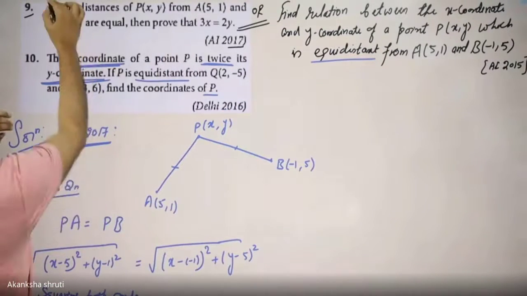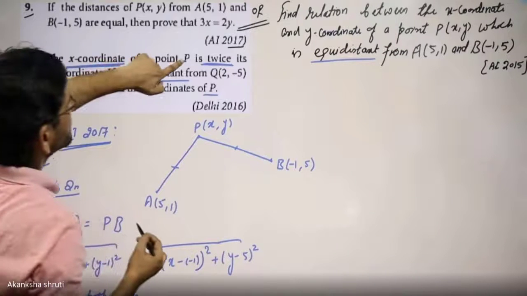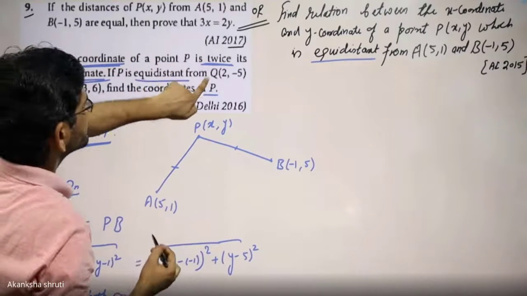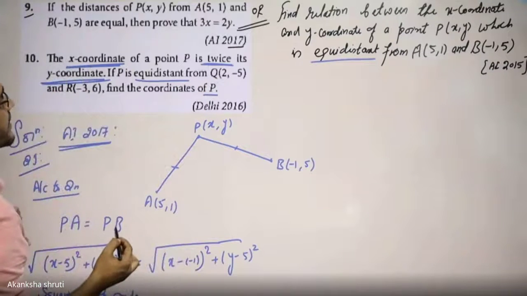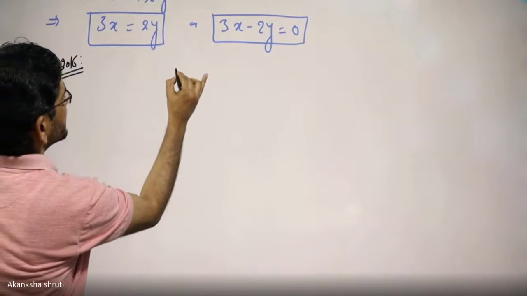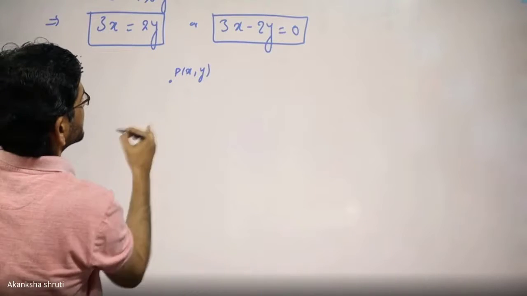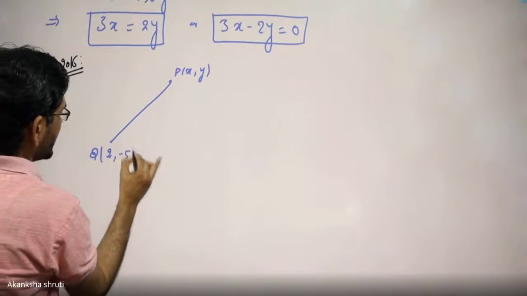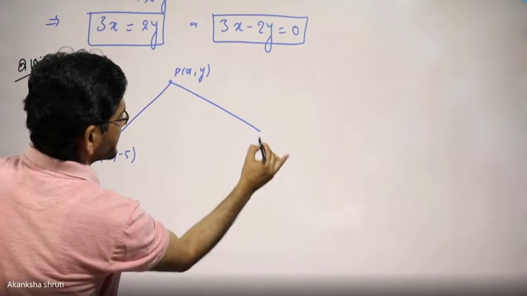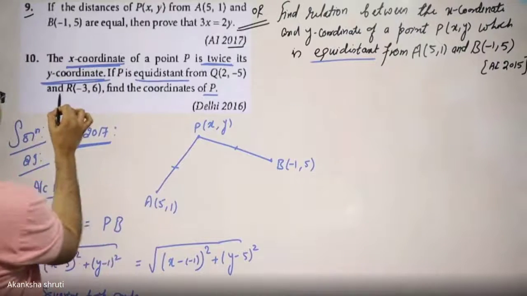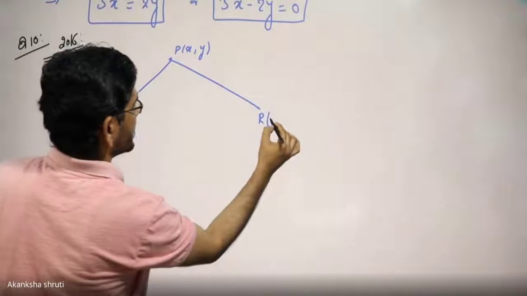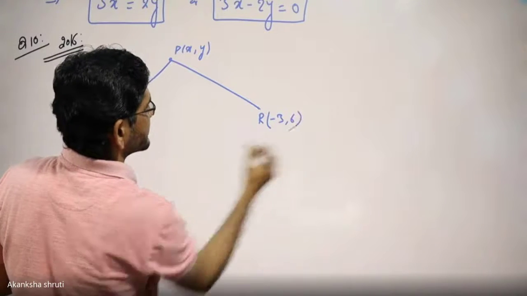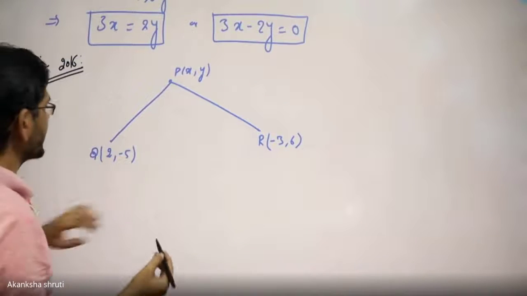Students, so let us draw the rough figure for question 10. We have to take the point P (x, y), Q and R. Let us consider the point P as (x, y). Consider the point Q. It is (2, minus 5). And another one is R. Students, let me verify what the coordinates are. Q is (2, minus 5), and the coordinate of R is (minus 3, 6). Students, this is our rough diagram.